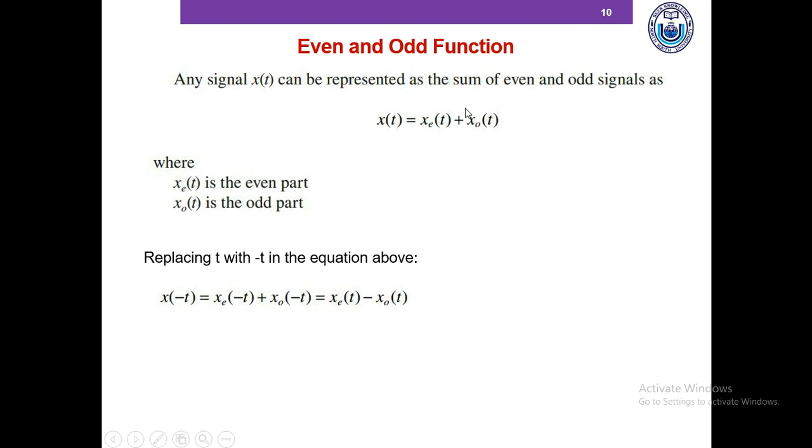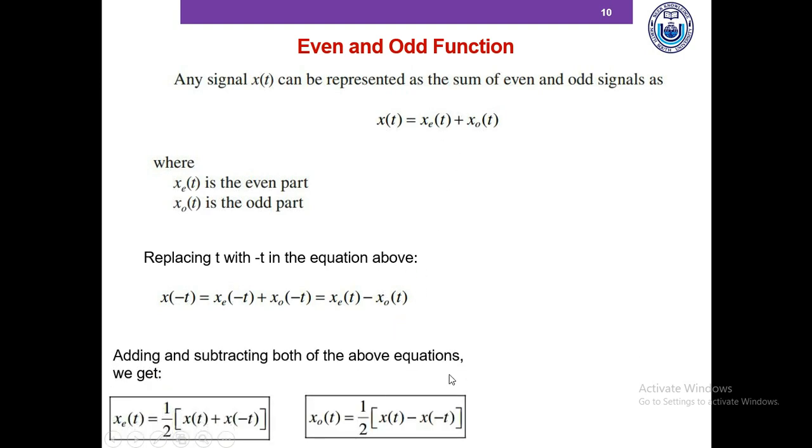And then if we sum these two equations, this equation and this equation, and subtract these two equations, we end up with the expressions of the even and the odd components. So the even component is x of t plus x of minus t divided by 2, and the odd component is x of t minus x of minus t divided by 2. So therefore, any signal can be decomposed into two components, the even component and the odd component, with this formula.